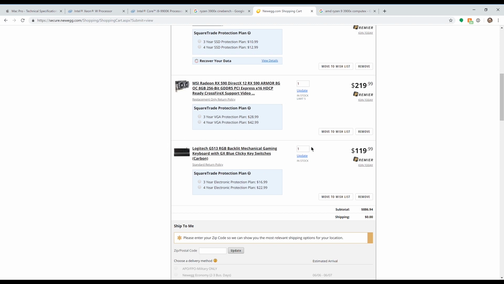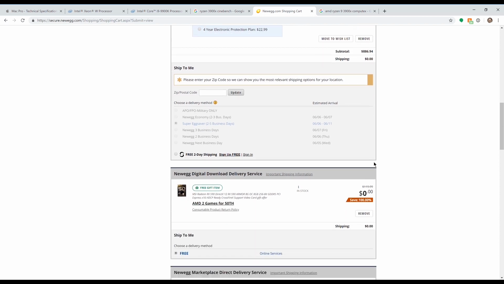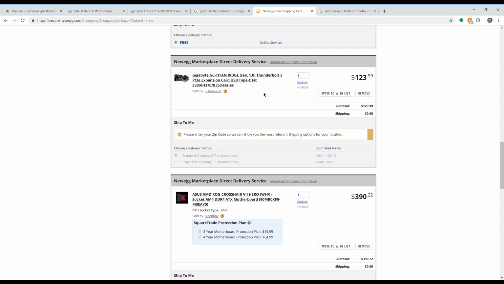I added in what I believe is a much better keyboard than what comes with the Mac Pro, which is this Logitech G513. It is the keyboard I'm using right now and I love it. So $119.99. And then moving down, I added in a card here. This is a special card that enables the PC to support Thunderbolt 3, because obviously the Mac Pro comes with Thunderbolt 3. So $123.